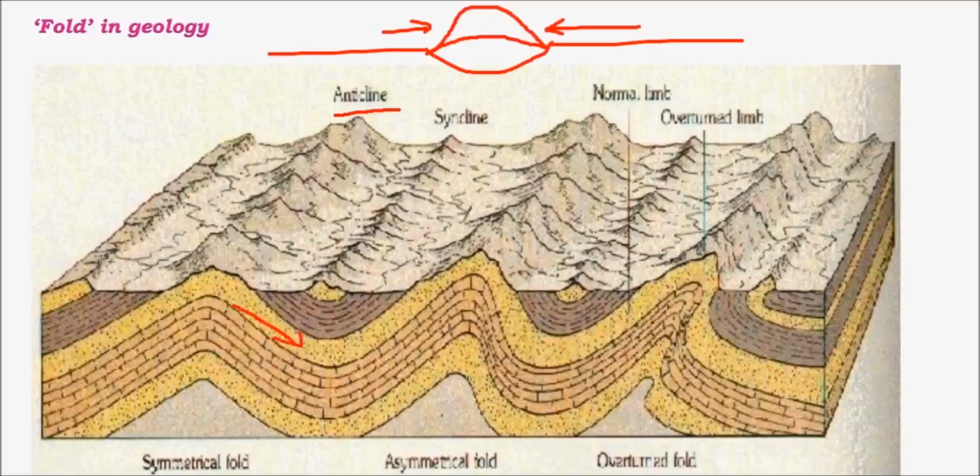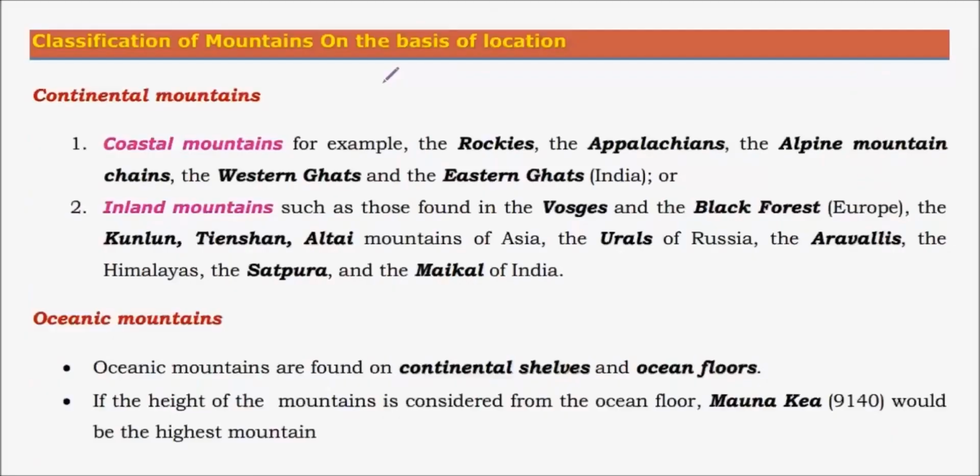For example, if the slope of the fold is upwards, then it is called an anticline, and if the slope of the fold is downwards, then it is called a syncline. Also, there are various other folds like the recumbent fold, etc., which we'll be seeing in detail later. Now let us see the classification of mountains on the basis of location.